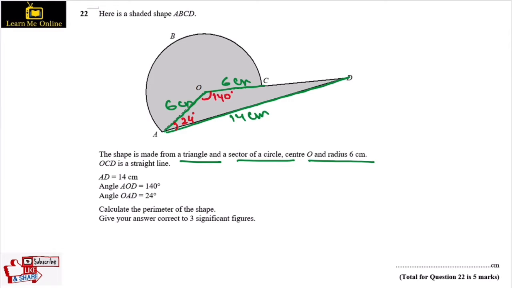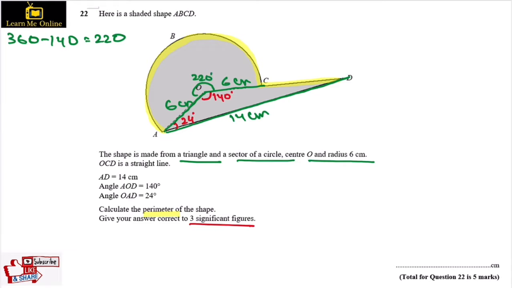We need to find the perimeter of the shape to three significant figures. So to find the perimeter of the shape, we need to find this part, how much is this, and then we need to find how much is this length, and the other one we're going to add is the 14, because perimeter means the outline of the shape. So first of all, to get the sector, we have to find how much is this angle. So do 360 minus 140. When we do 360 minus 140, we get 220. So this angle is 220 degrees.